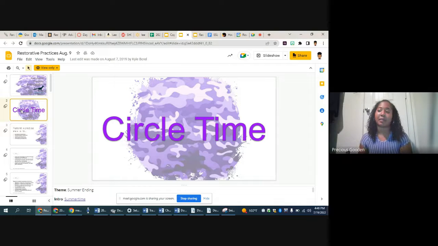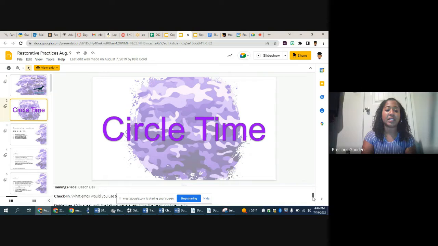Circle time is really big because it encourages social interactions with their peers. It's really cool, and a great thing to implement in your classroom when you want your kids to have a safe place.